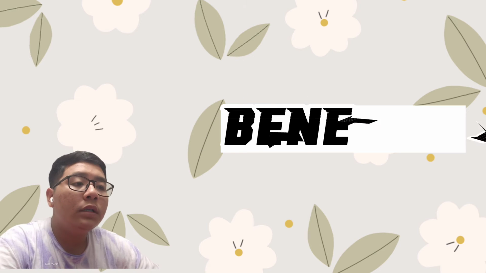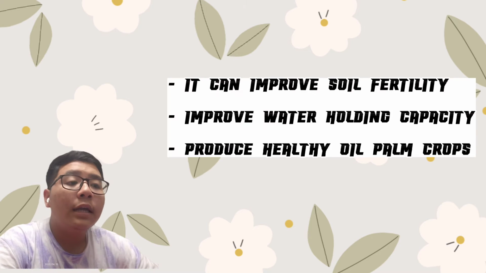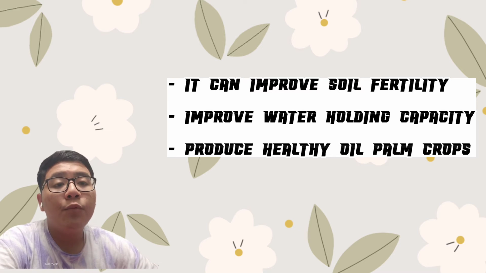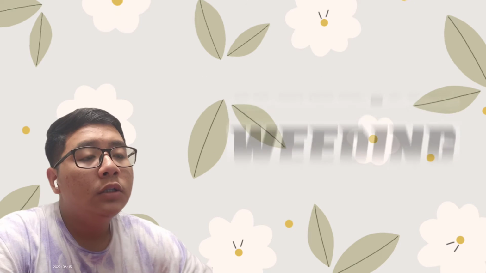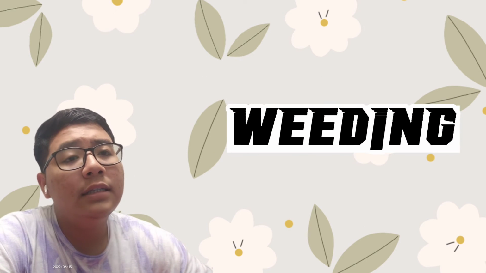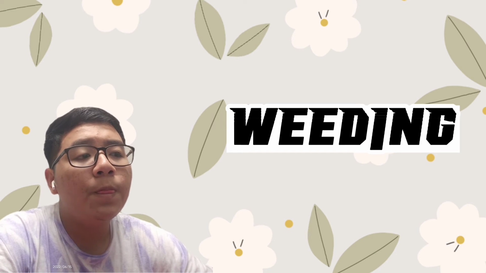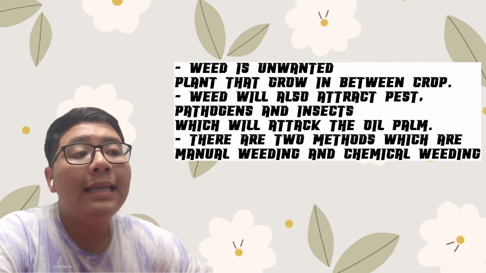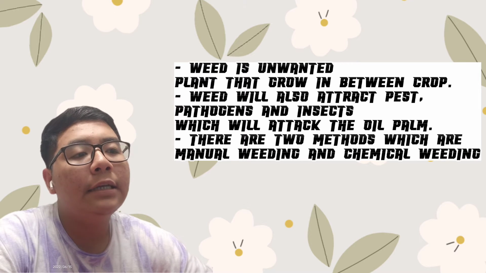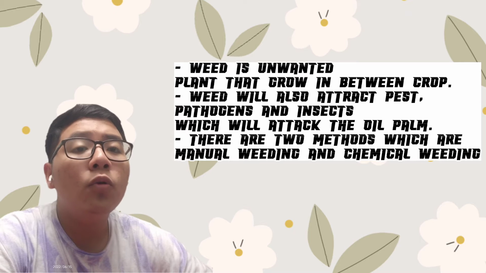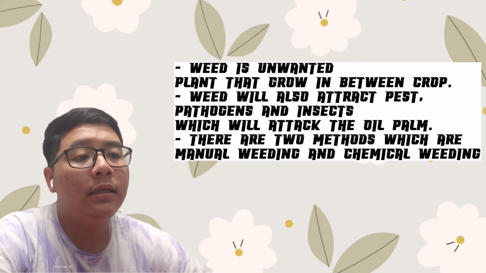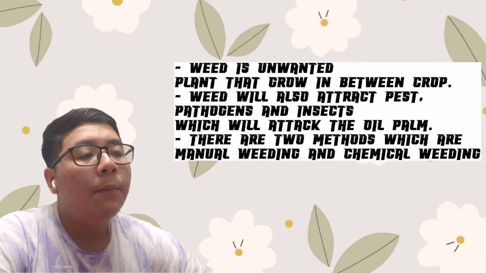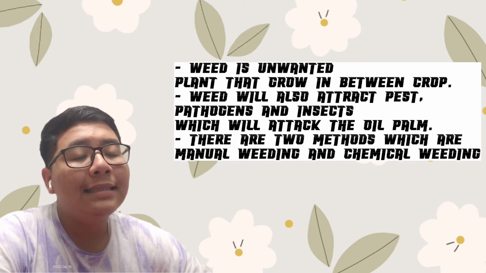So the benefits of this basic good agricultural practice are that it can improve soil fertility, improve water holding capacity and produce healthy oil palm crops. So the second basic good agricultural practice is weeding. Weed is the unwanted plant that grows in between crops and the process of removing this weed is called weeding. Weeding should be done from time to time because if not, they will compete with oil palm for nutrients and other necessities. Weeds also will attract pests, pathogens and insects which will attack the oil palm.